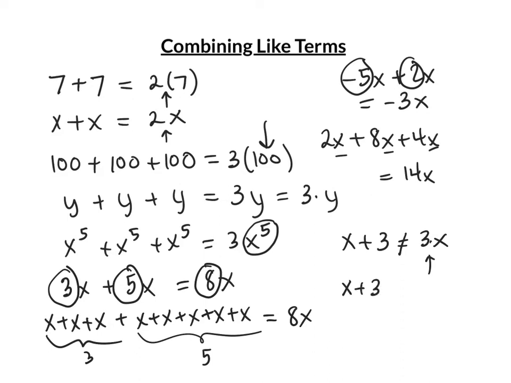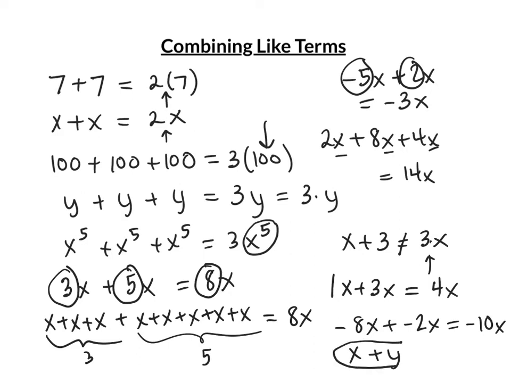If I said, well, what's x plus 3x? Yes, you can add them. There's a 1 in front of that x. If I have just a single x, it's a 1x. And 1x and 3x makes 4x. So how about negative 8x plus negative 2x? Well, that's negative 10x. And if I ask you to add x plus y, you should say, you can't do that. They're not like terms. X plus y is this x plus y. It is not equal to xy, which would be x times y.